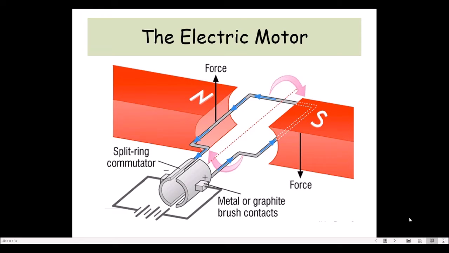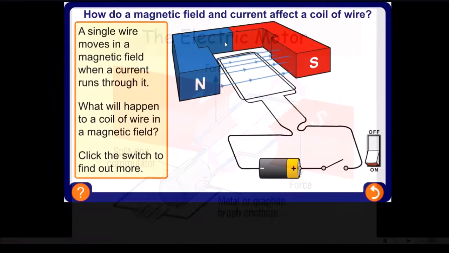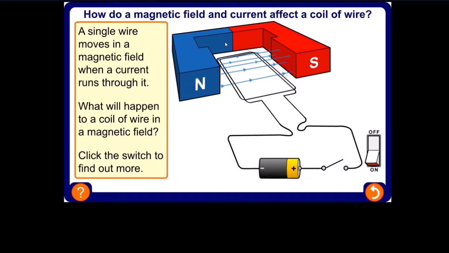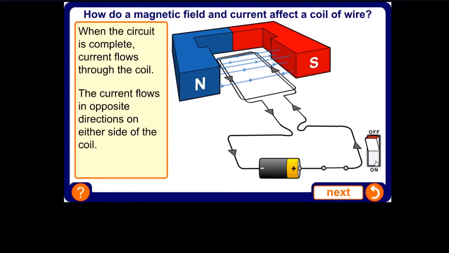Now, what you can see on the screen at the moment is a diagram of an electric motor, but in order to understand how this works, we're going to look at a slightly simpler case first. What we have on the screen here is a very simple circuit. You can see a cell at the bottom which will pass a current around a coil of wire which is in a magnetic field. Now, when we switch on this circuit, current will flow through the wire and therefore through the coil.